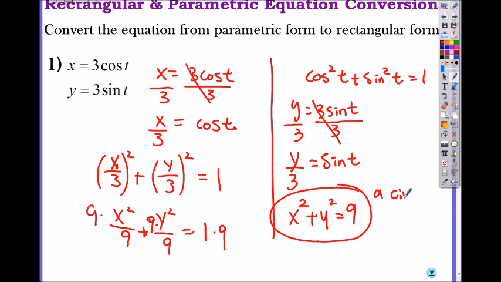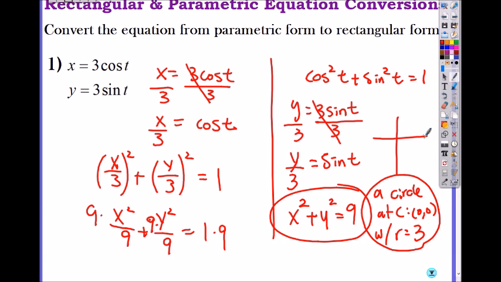So if you were to describe the graph, it's a circle at center (0, 0), because x didn't get subtracted by any number, y is by itself too, with radius of, this is r squared, so it is 3. So it's a circle, here is 0, and the radius of 3. Well, this is how it looks.